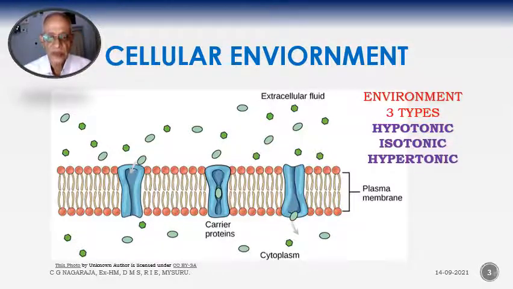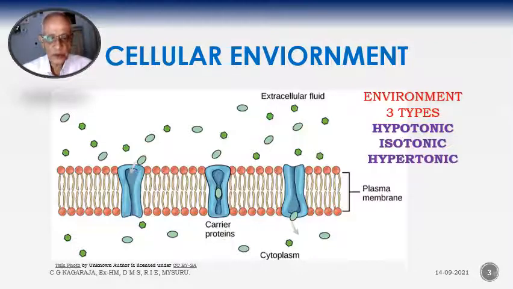H-Y-P-O. Hypo means low, lower concentration. H-Y-P-E-R, hyper means higher. So the three conditions are there. One more is called iso, when the density of the water inside and outside the cell is the same. It's called isotonic. So three different conditions may be present in the cell at any given moment of time, and these three conditions will initiate the movement of ions and molecules in and out of the cell.